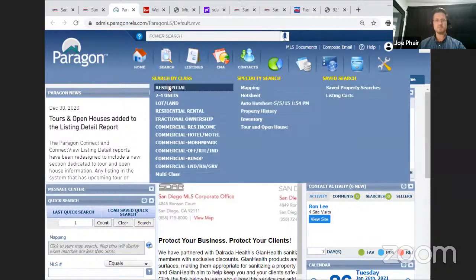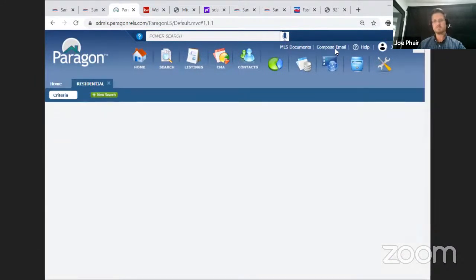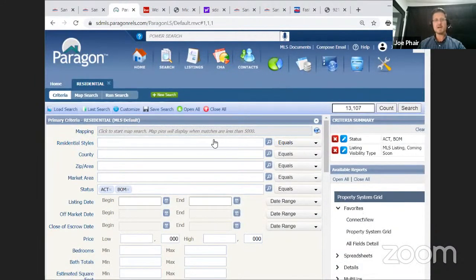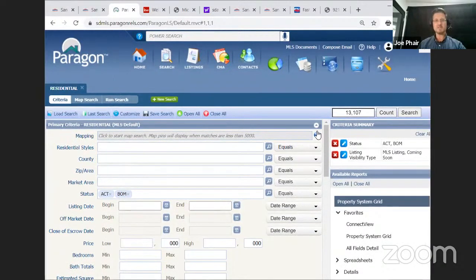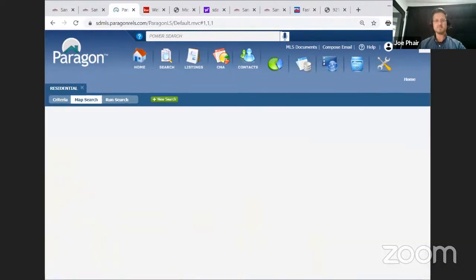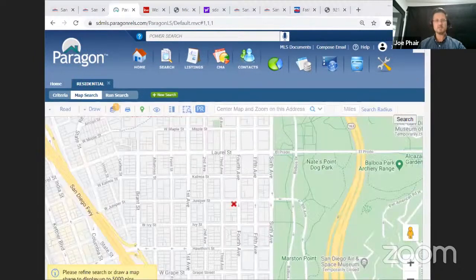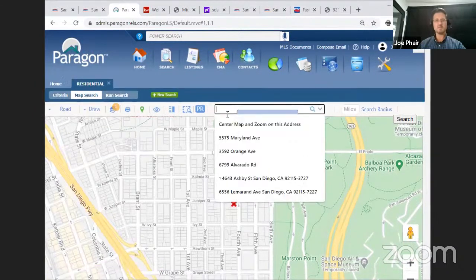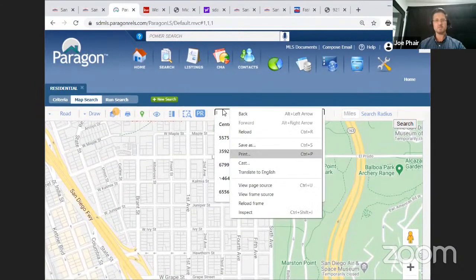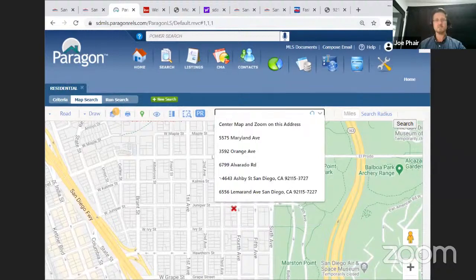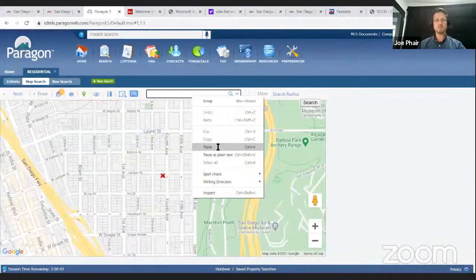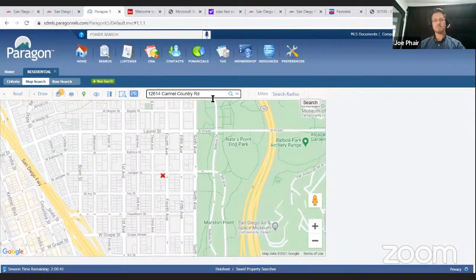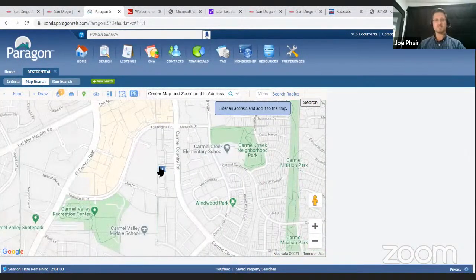So pull up residential. You're going to want to map it. What that means is you're going to want to take the address of where you're looking and find it on the map. Okay, so we're going to, this is weird, what's going on here? Okay, there we go. All right, hit find. All right, so here it is in Carmel Valley, guys.